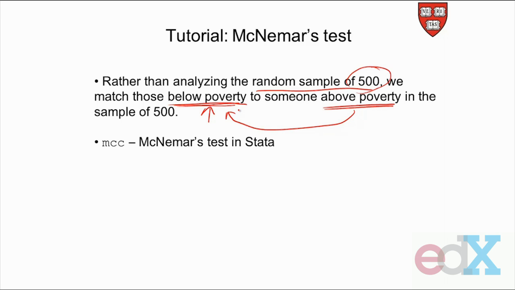So in order to analyze this new matched data set, we're going to use the mcc command in Stata, which does McNemar's test for you. So in this tutorial, go ahead and open the CHIS_matched data set. So we're using a different data set. It's now the matched data set. Open up Stata and we'll get started.